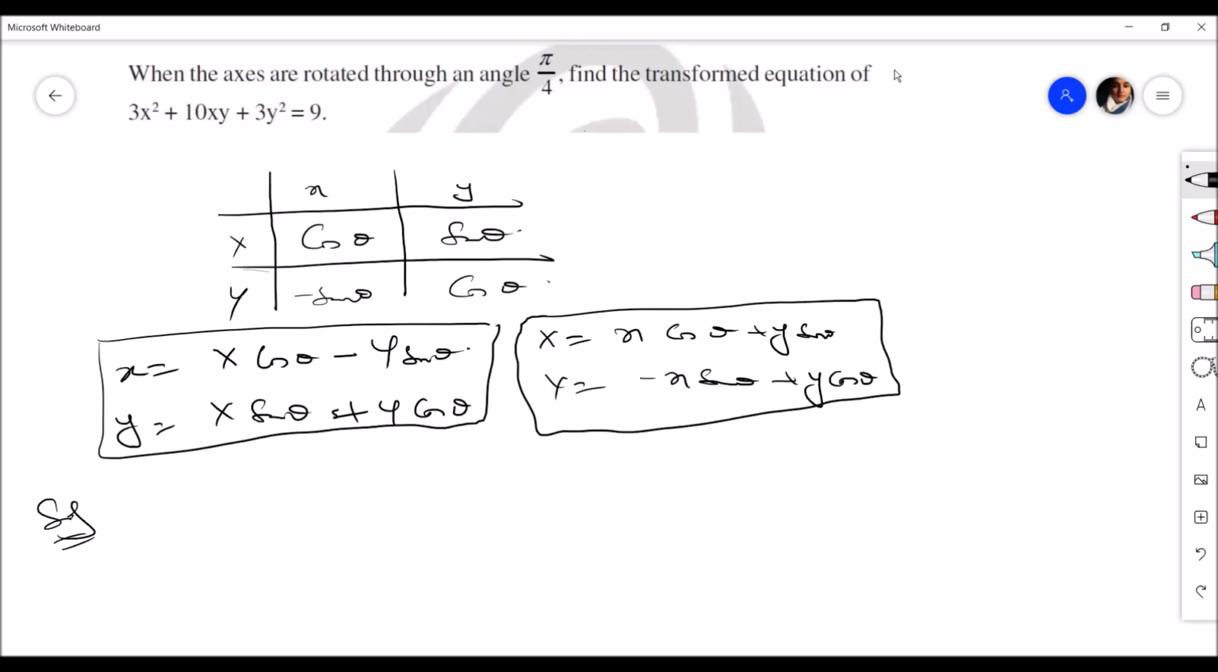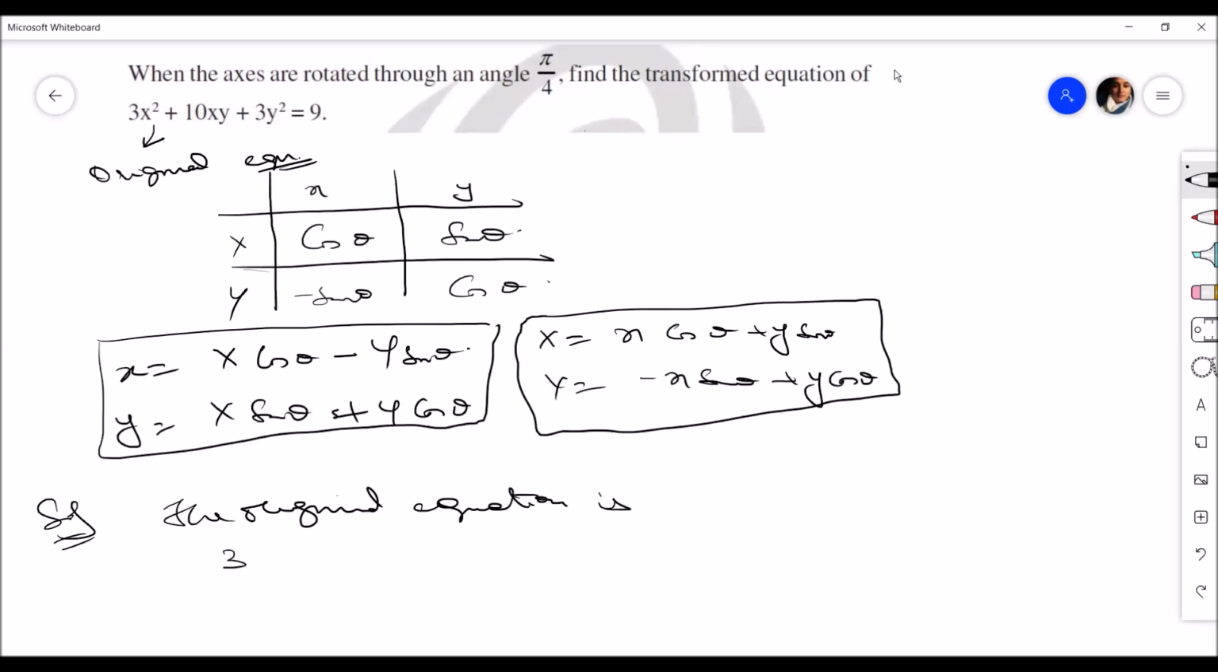When the axes are rotated through an angle pi by 4, find the transformed equation of this equation. Can you tell me whether this equation is the new equation or the old equation, based on the text in the question? All of you, everyone should answer. Very good. Clearly, the original equation. Wonderful. So let me write that statement. You can also use the term old equation or original equation, both of them are the same.